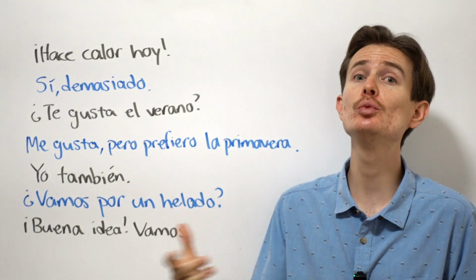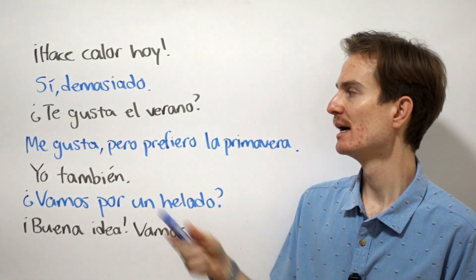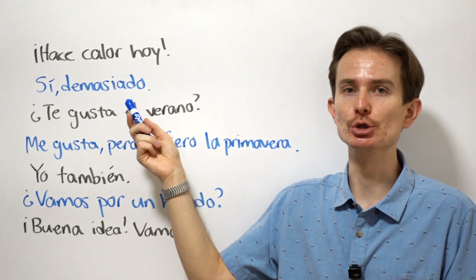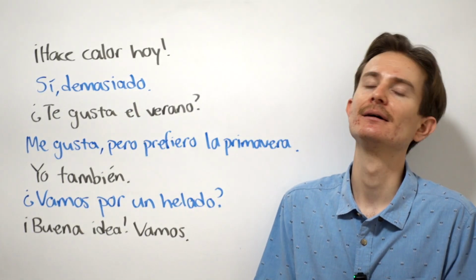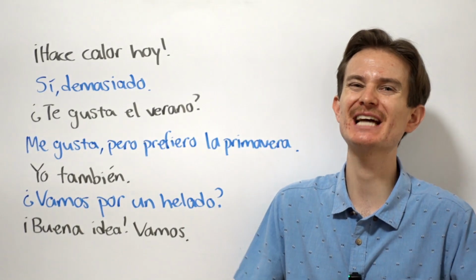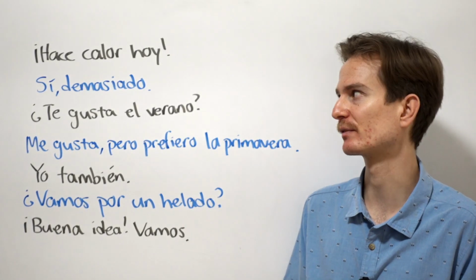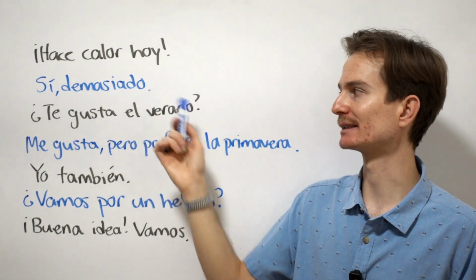Hace calor hoy. Sí, demasiado. Demasiado can mean too much, okay? Too much, or yeah, it's too much. Typically, demasiado is used in a negative sense. It's something that's not nice. Okay? Oh, hace demasiado calor, or tiene demasiado azúcar. It's too much sugar. Okay? Typically, it's used in a negative sense.